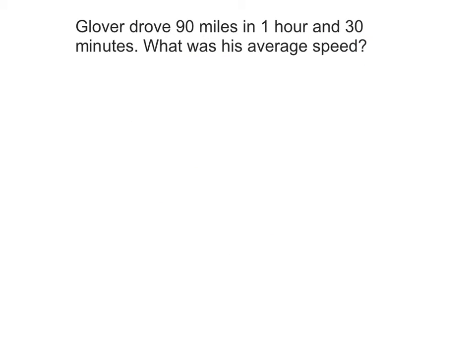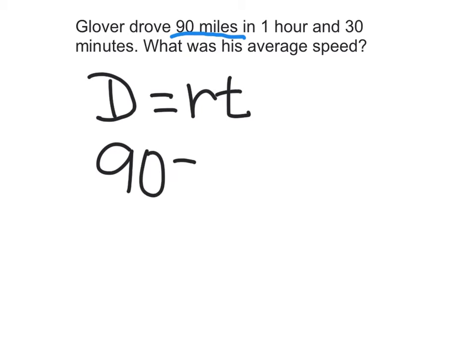All right, next example. Glover drove 90 miles in 1 hour and 30 minutes. What was his average speed? Let's write the formula, or the equation. D equals R times T. Now let's identify what we're given. We're given the distance. He drove 90 miles. So that's going to go in place of D. And we're given the time. He went 1 hour and 30 minutes. That's how long it took him to drive the 90 miles.